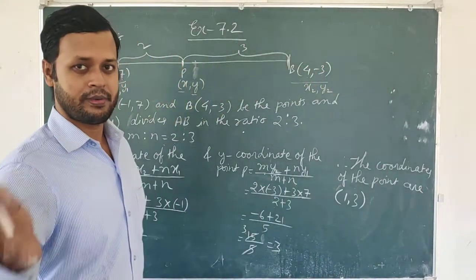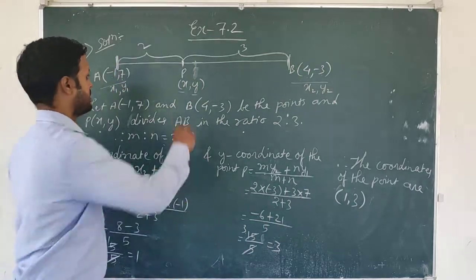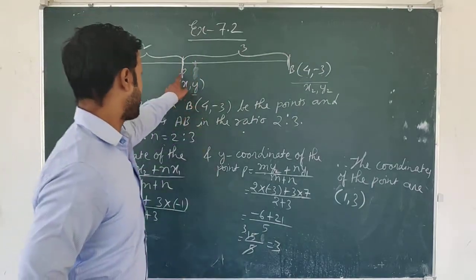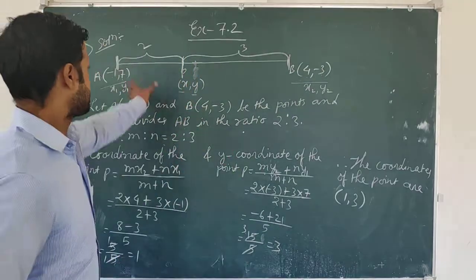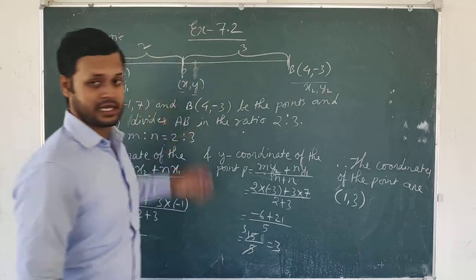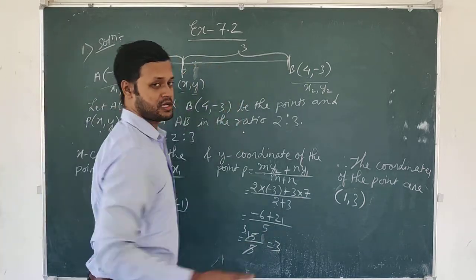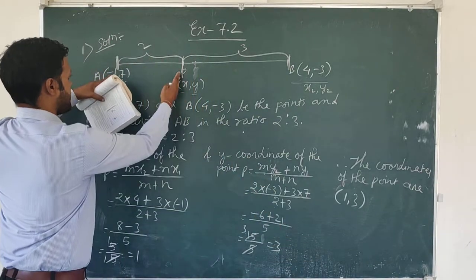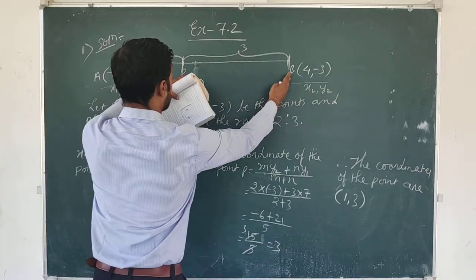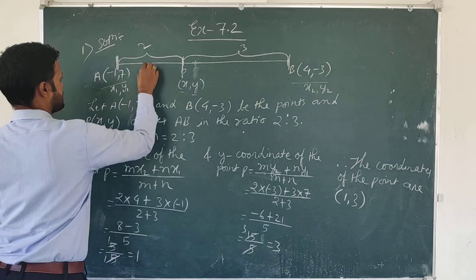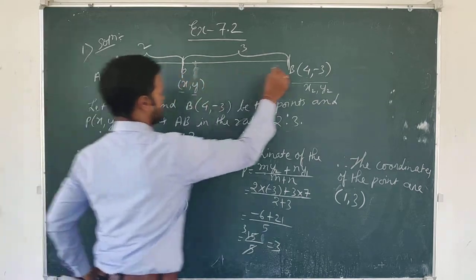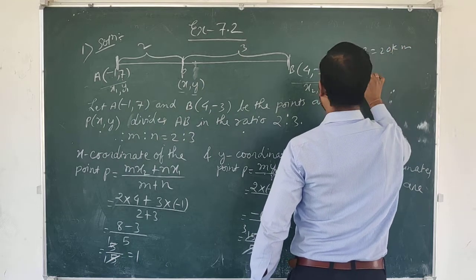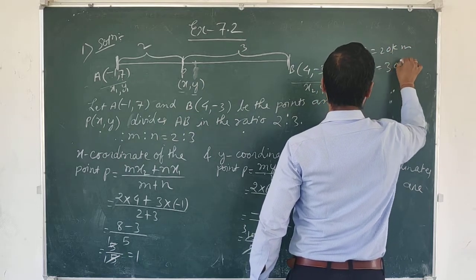Now the company is planning to install one more electric tower at this point P, such that AP is to PB must be 2:3. Just consider it that way. This distance is to this distance. Suppose this AP is 20 km and PB is 30 km.